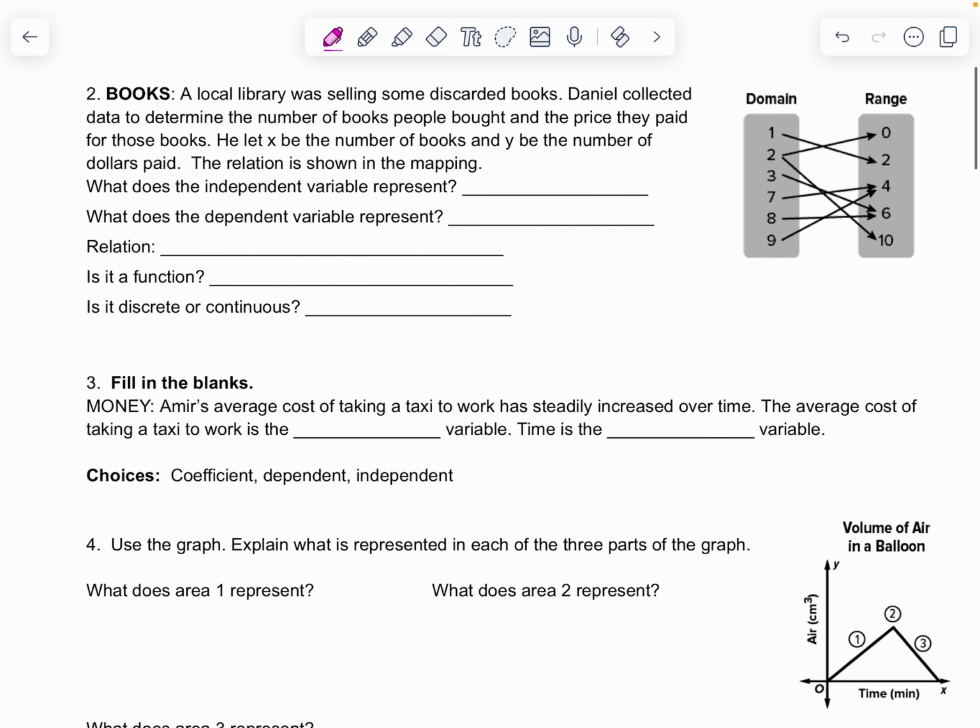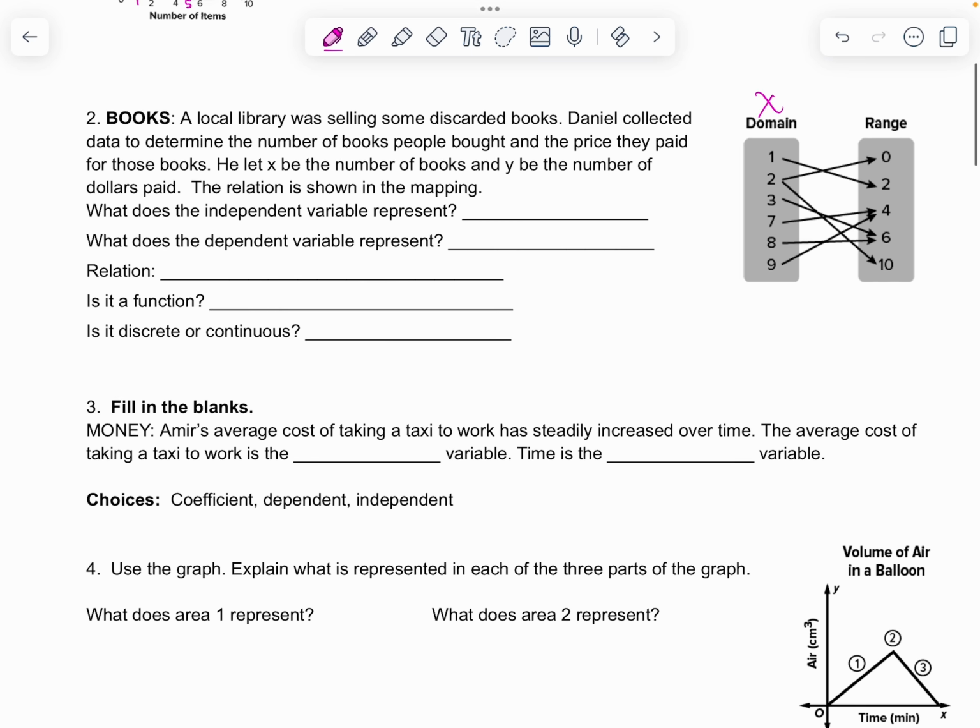Okay, so then we go to this next one. It says a local library was selling some discarded books. Daniel collected data to determine the number of books people bought and the price they paid for those books. Let X be the number of books, and Y be the money paid.